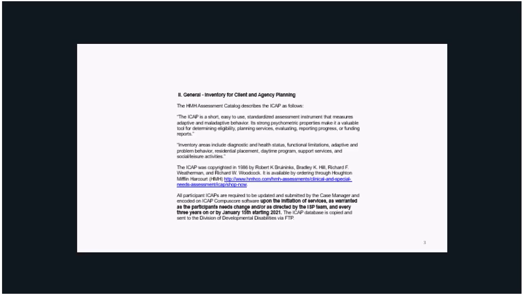In the end, when it gets submitted into the ICAP CompuScore program, there will be a determination of scores that we can then use to determine if there are limitations in any of the 7 areas of self-care. And so that's why it's real important that we have the age and the date of birth on the ICAP, so that we can calculate that based on the age-related criterion.